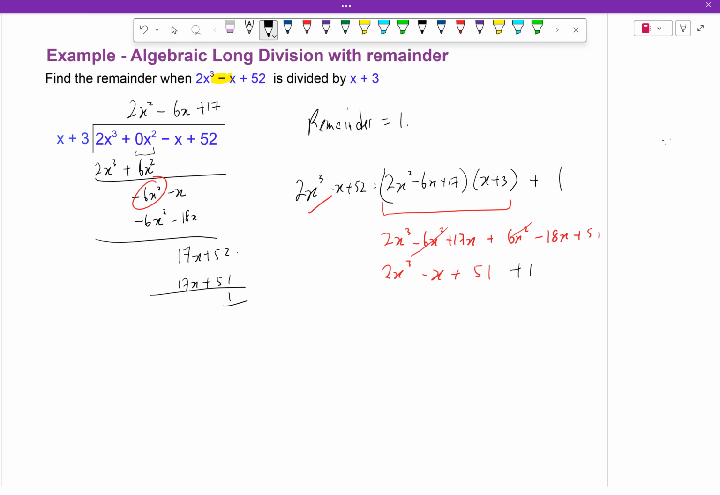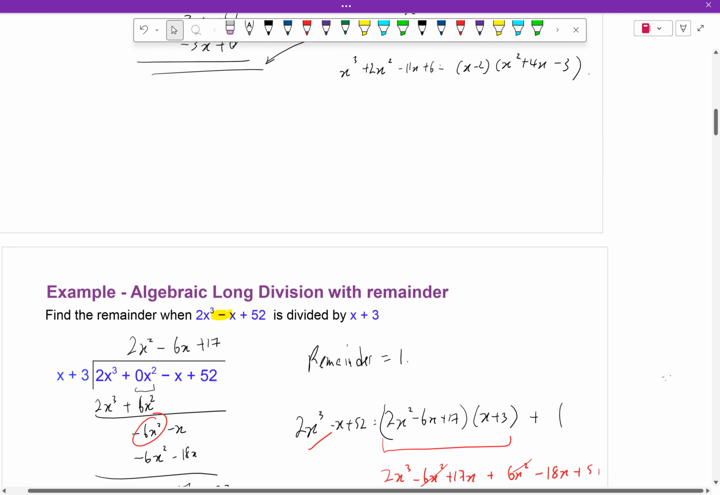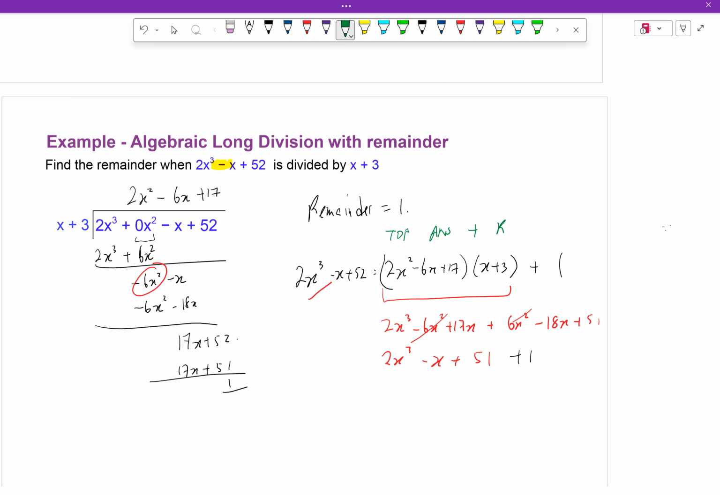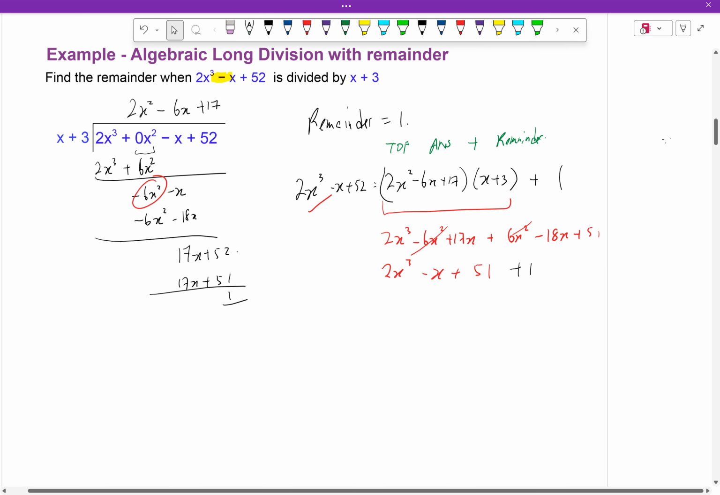So that's what we do for it. So it's basically the top part of the answer. Top answer plus our remainder. That's how we can express it. Another way that we can form it is 2x cubed minus x plus 2 over x plus 3.